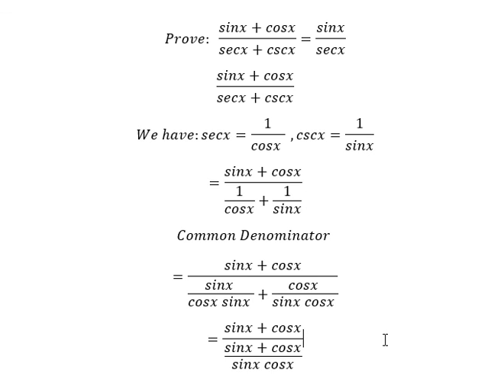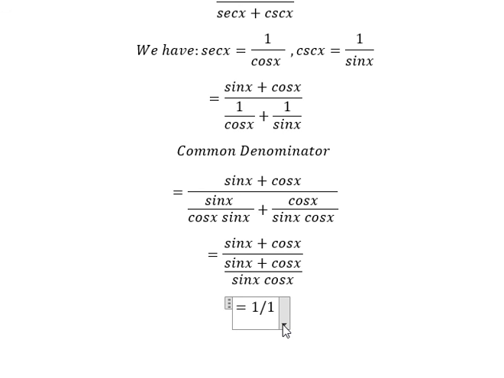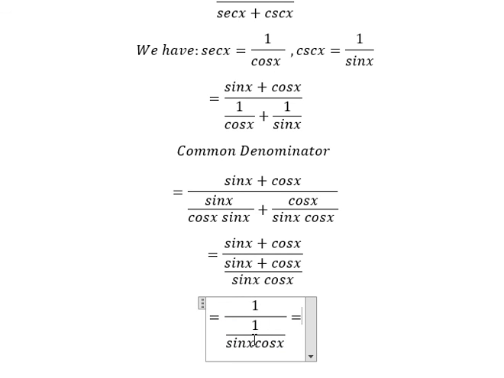Next, we can simplify sin x plus cosine x on the numerator and denominator. So we have like this. And now we can swap this one, go to the numerator.